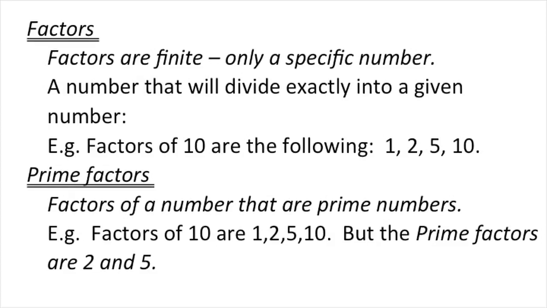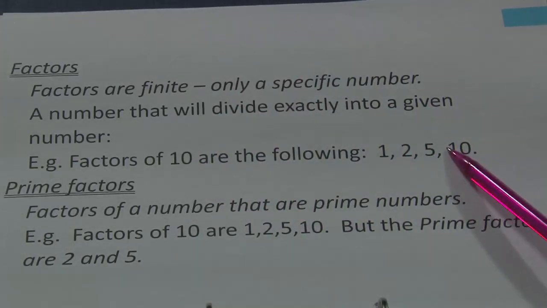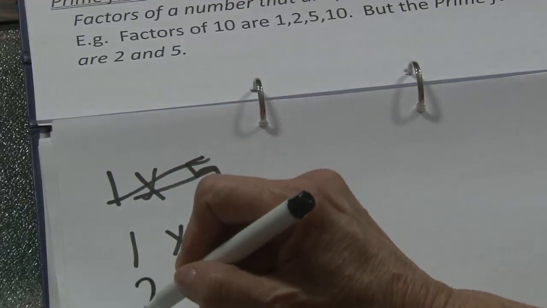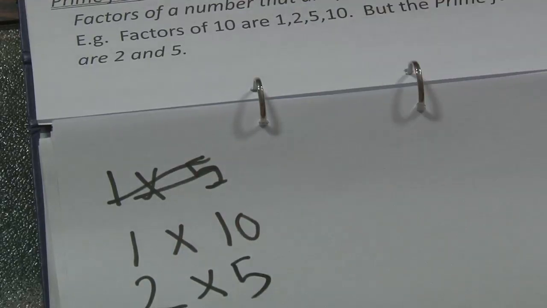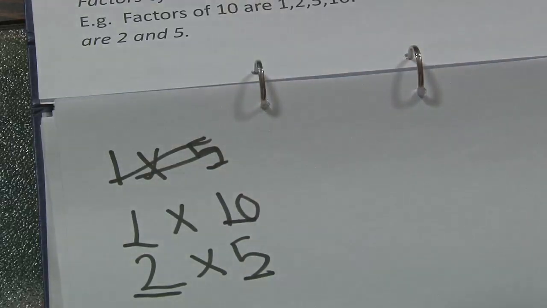Now we go to factors. The factors of a number are always specific. It's a limited number. There can only be a certain number of factors in a number. For example, the factors of 10 are 1, 2, 5, and 10. How did I get that? 1 times 10 gives me 10. 2 times 5 gives me 10. It means that 1, 2, 5, and 10 are the factors of the number 10.